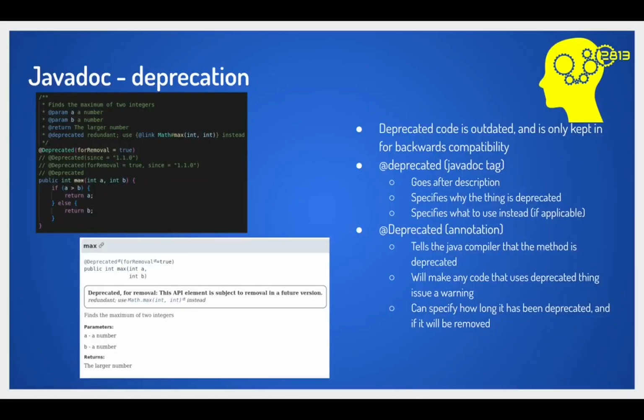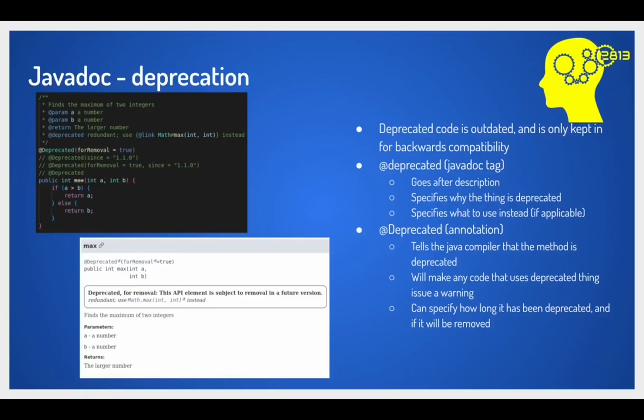Okay, so deprecation. Deprecated code basically means old, outdated code that the user shouldn't use anymore, and that is only kept in for backwards compatibility. To write deprecated code in JavaDoc, you're going to use @deprecated, and that goes after your description of your method or whatever. It tells you why this thing is deprecated, for example, redundant, and then tells you what to use instead, unless that's not applicable. And then in your actual code, you're going to put @Deprecated with a capital D for Java to know that this code should not be used anymore, and that will create a warning whenever someone tries to use that code.